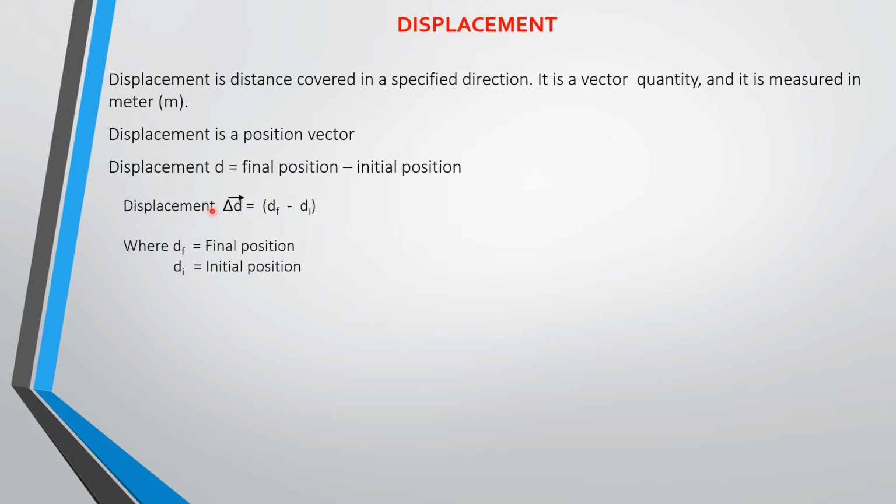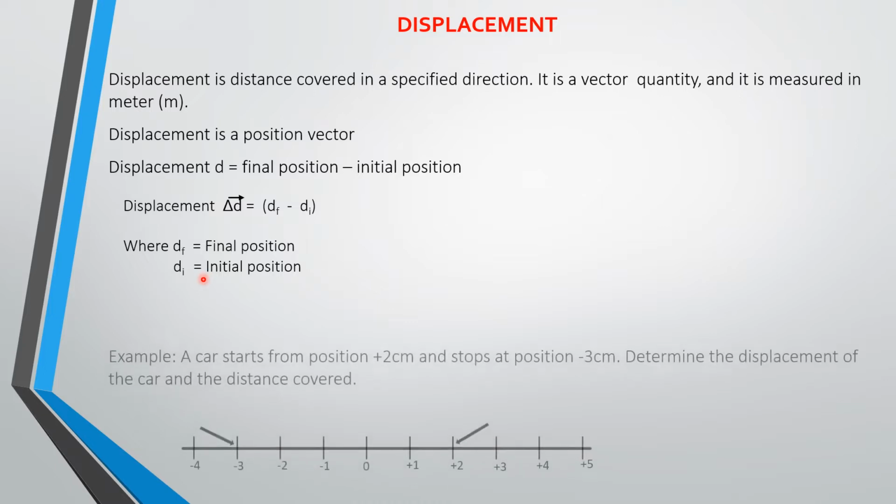Because displacement is a vector, it can be represented by this vector notation: change in d. Delta d is equal to d final minus d initial. That's what I represented here. df is d final, that is the final position, and di is the initial position.